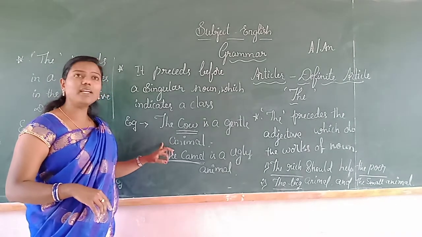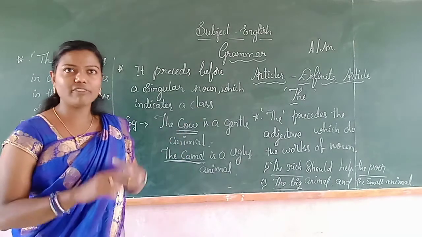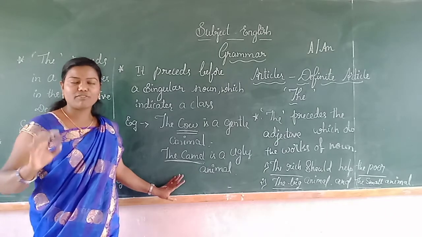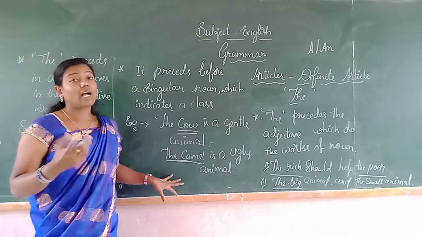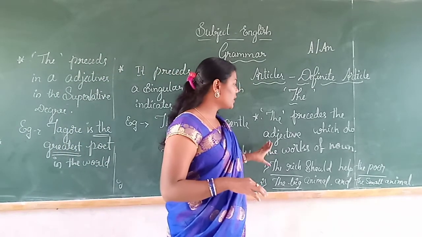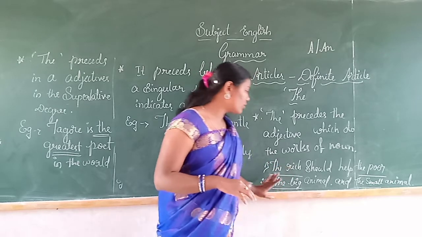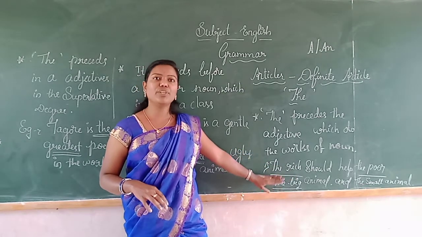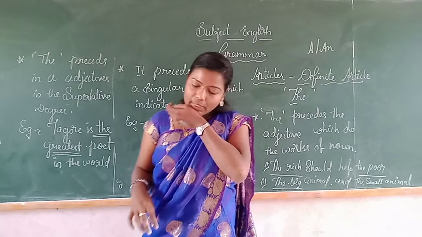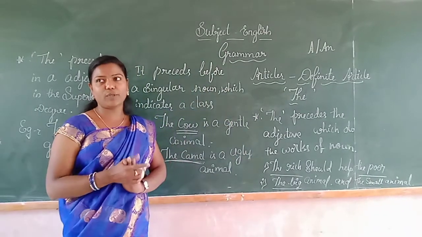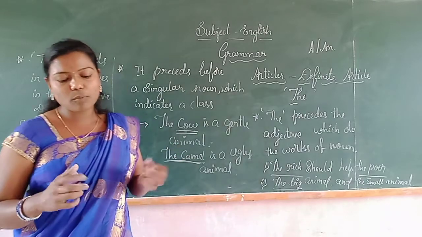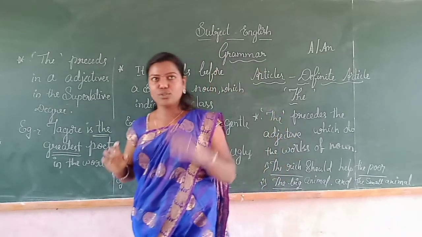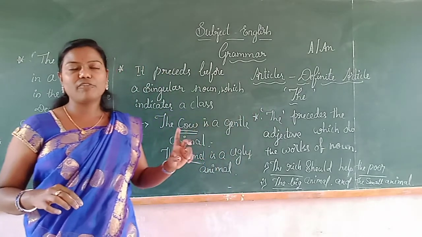The cow is a gentle animal. The cow refers to a group of cows. All are gentle animals. Second one, the camel is an ugly animal. The camel refers to a group of camels. All camels are ugly. And last point, the proceeds adjectives which do the work of nouns. Here the adjectives rich and poor: the rich, the poor. When we use adjectives as nouns, we use the. And next one, the proceeds adjectives in the superlative degree. For example, Tagore was the greatest poet in India. Diamond is the hardest stone. So with the superlative degree we use the.